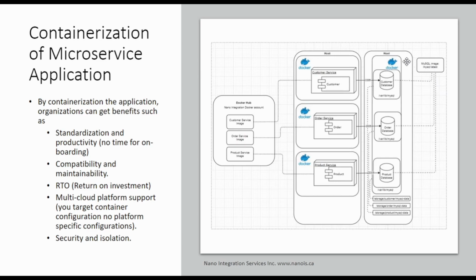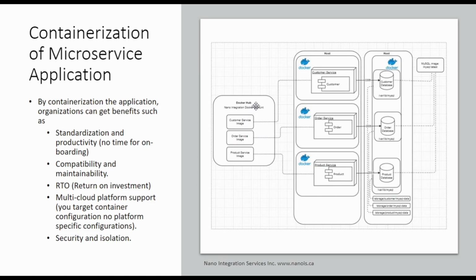On one host, we have the databases. So basically what happens in Docker is that you have the built images available in your image repository. One of those is Docker Hub. So you have a MySQL image, and then you can spin up three different databases from that one. And these three different databases are running within Docker containers on a given host.